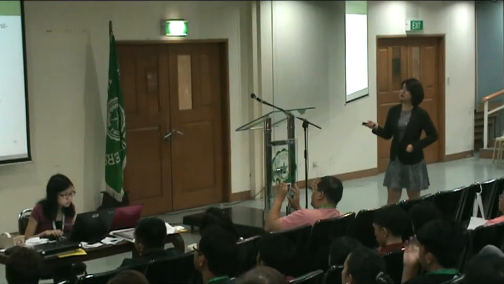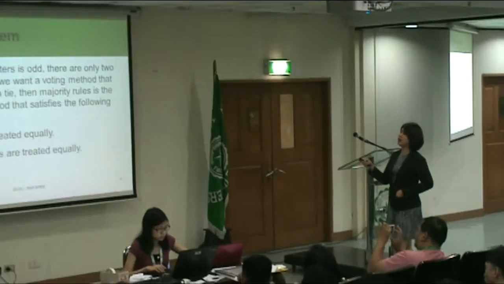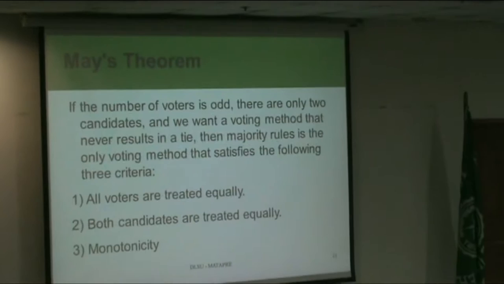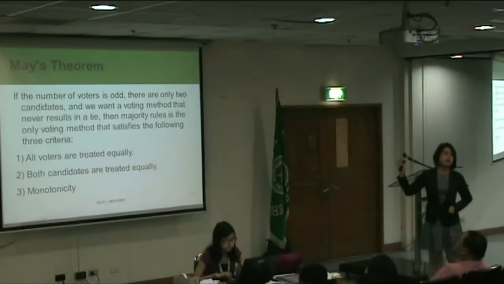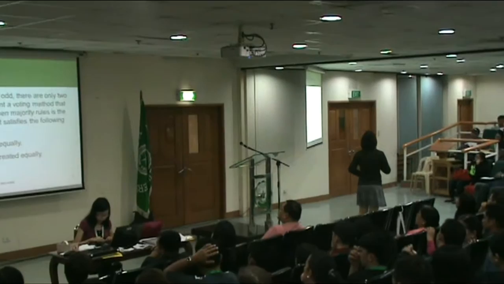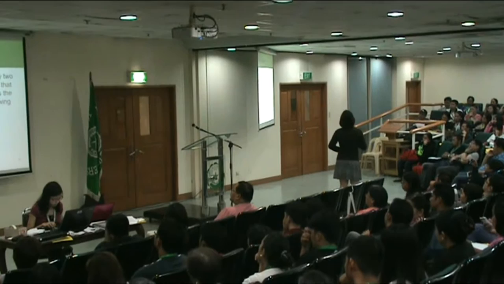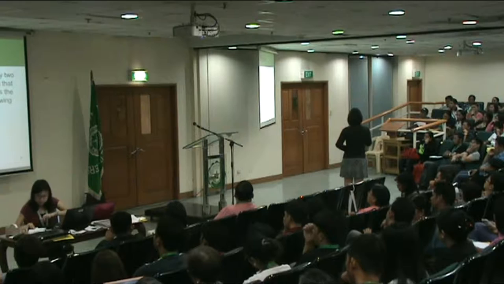Okay, so there's a theorem by Kenneth May. What does the theorem state? If the number of votes is odd, there are only two candidates, and we want a voting method that never results in a tie, then majority rule is the voting method that will satisfy the following criteria. To summarize, all voters are treated equally, both candidates are treated equally, and we have monotonicity. These are the three criteria that it is sure to satisfy.